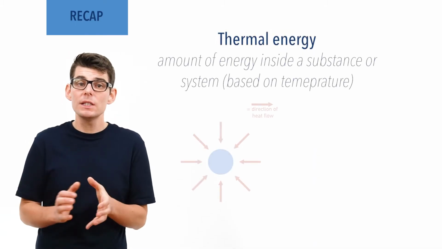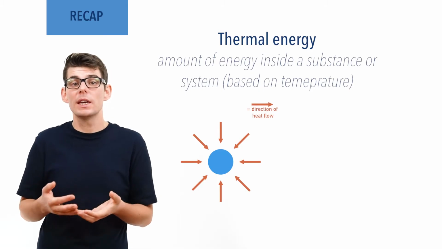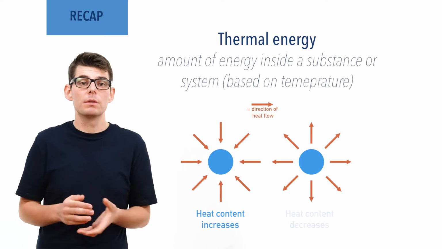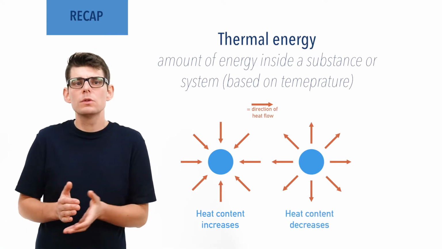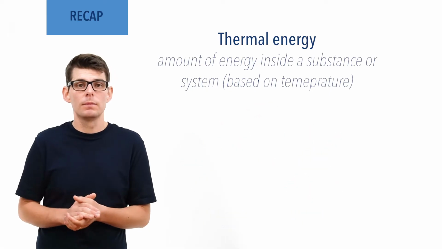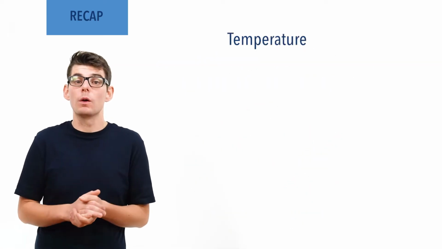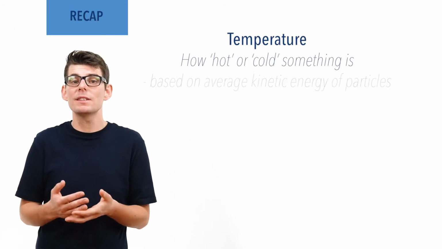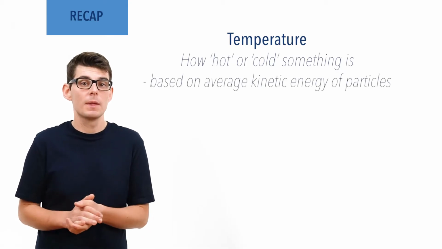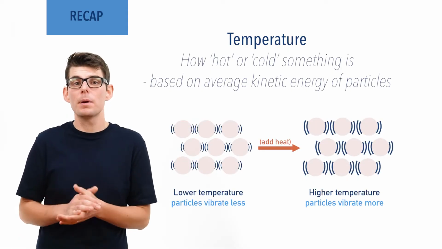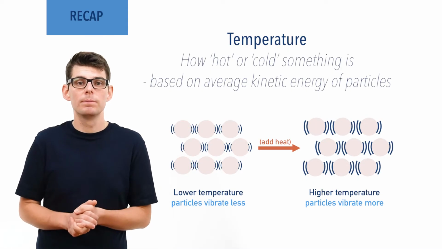When heat flows into a system, its heat content will increase, and when heat flows out of a system, its heat content will decrease. All particles in the universe have some heat content, even if it's very small. Temperature is a measure of how hot or cold something is. This is based on the average kinetic energy of the particles within it. The higher the temperature, the hotter an object is, and the more the particles in it are vibrating.